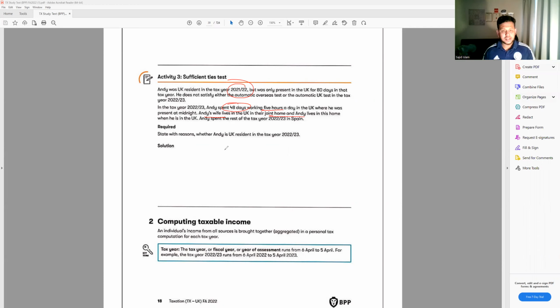All right, so this is it for the sufficient ties. Hopefully you understand that, but this question is not very common in the exam. Sometimes they can have an MCQ type question, but it's not a big question you're going to see in the exam for the residency test. All right, let's have a look at our main area, the tax computation.